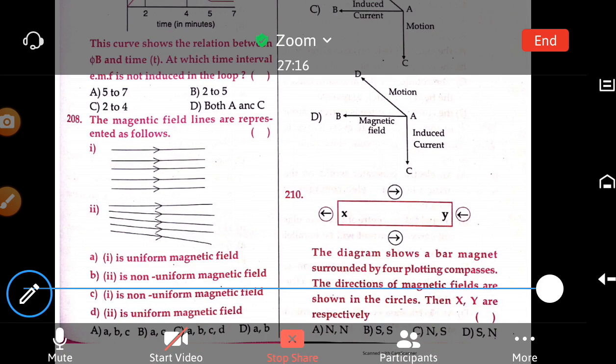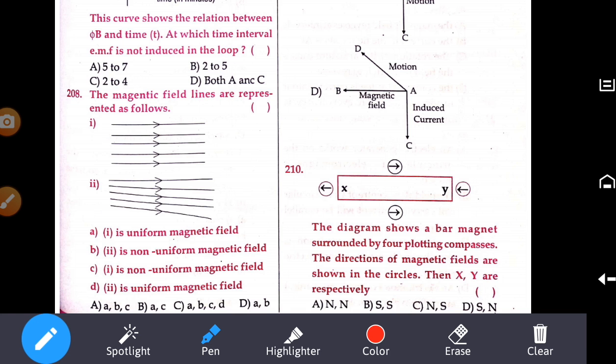208. Now the magnetic field lines are represented as 1 and 2. A: 1 is a uniform magnetic field. Yes, that is correct. B: 2 is a non-uniform magnetic field. That is correct. C: 1 is a non-uniform field, that is wrong. This is also wrong. So A and B is correct, which is option number D.